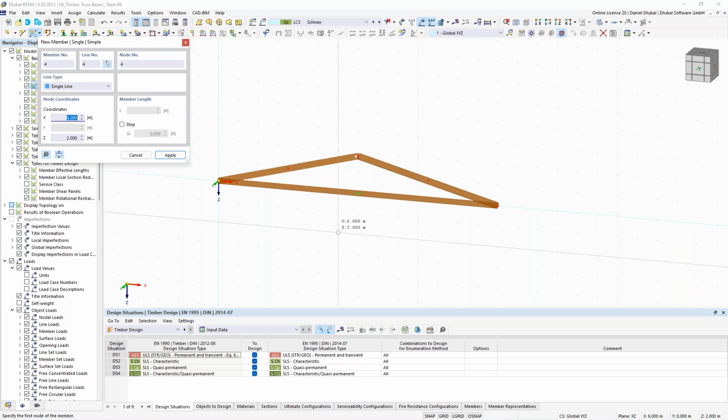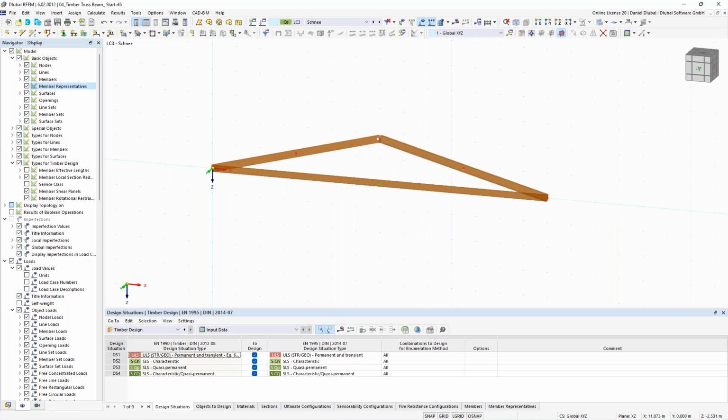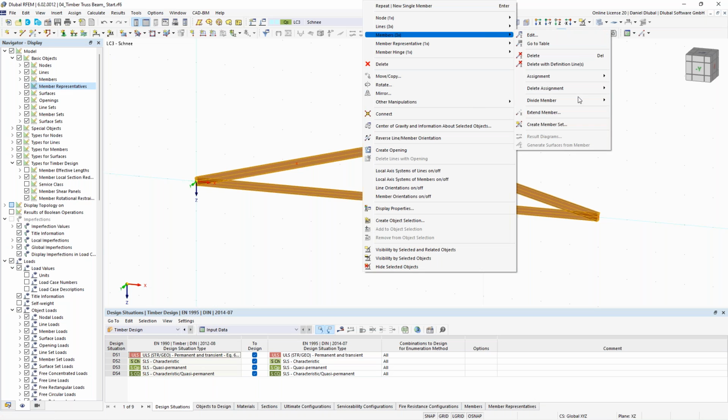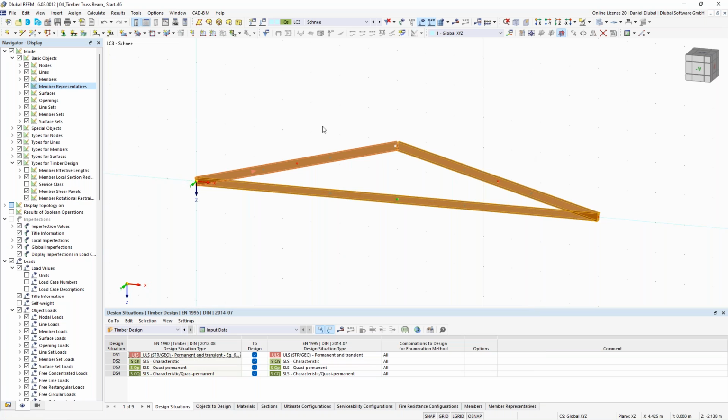And now you can also see here, okay, we have now two different colors, the green one and the red one, and they symbolize the member representatives. Now I choose this one, right click, and now I want to divide them again, not into parts, but into intermediate nodes. So I go here to members, say divide member, intermediate nodes, in this case two. But now I activate here this option, in order to have some internal nodes.